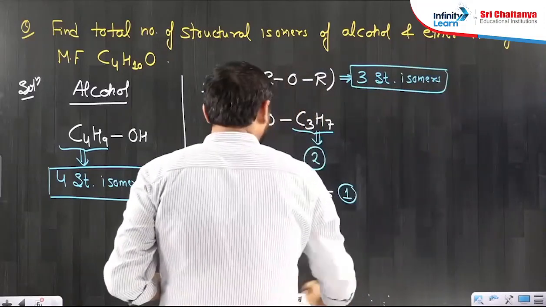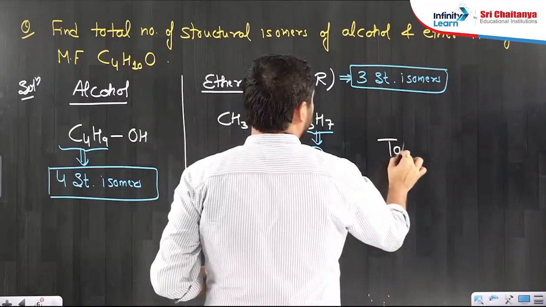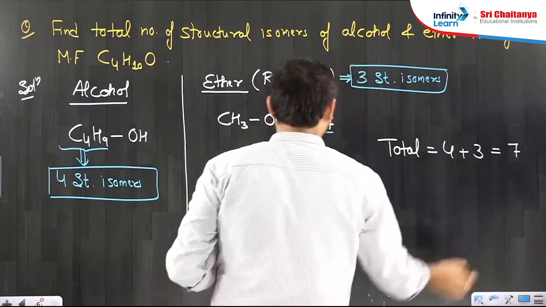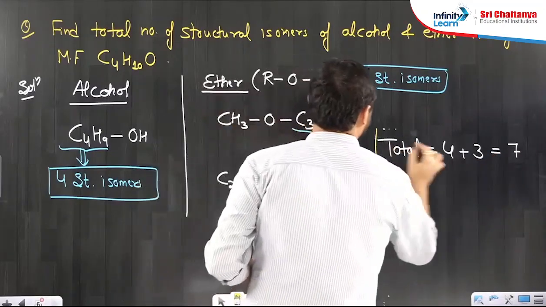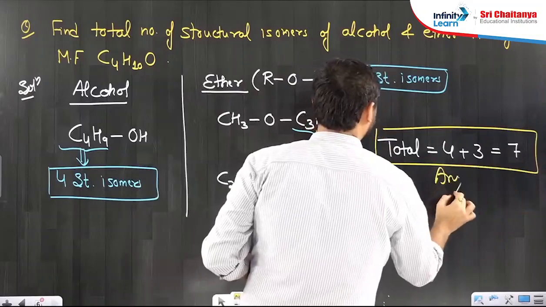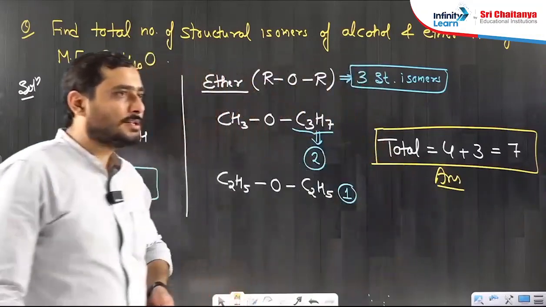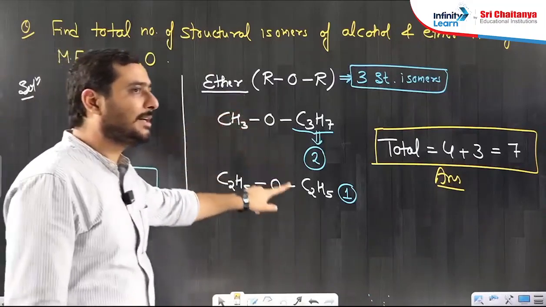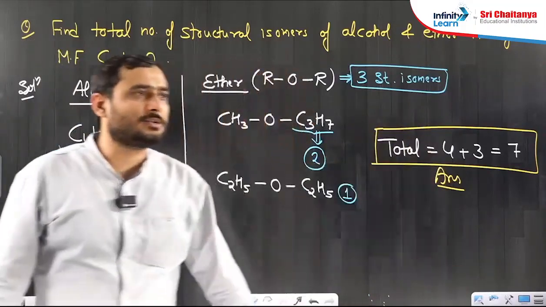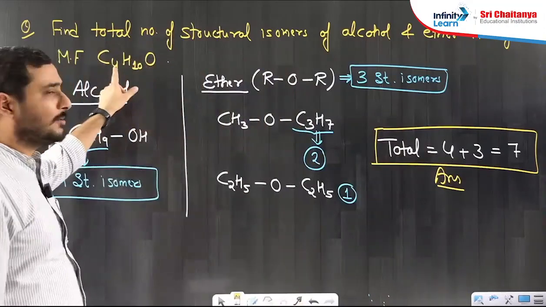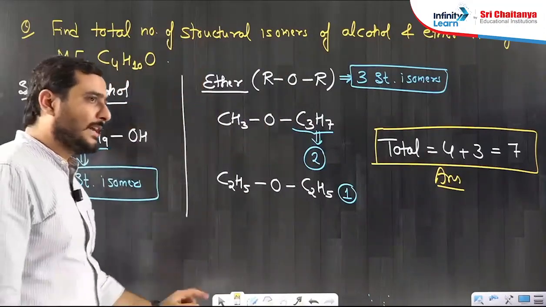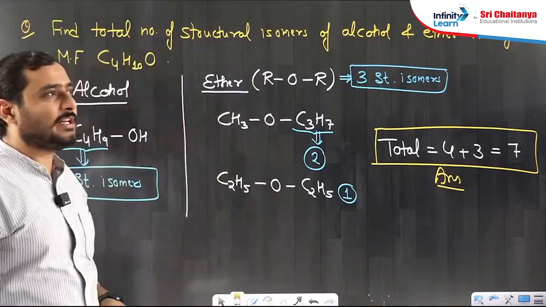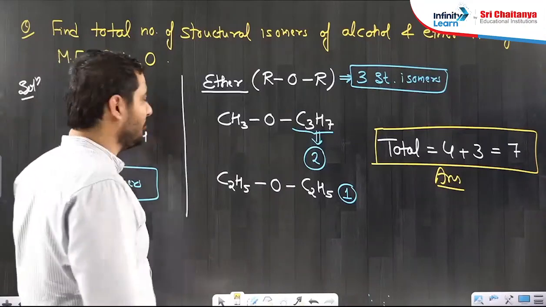So what is the answer for total number of isomers? 4 are alcohol, 3 are ether. So total answer will be 7. Okay, so what is the total answer? 7. 4 are alcohols and 3 are ether. So total number of structural isomers are 7. Now this is for alcohol and ether combined. Now next question I will give you. Only you have to find for ethers, how many ethers are possible for a molecular formula. Okay.